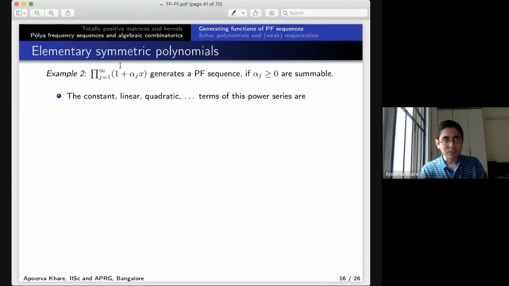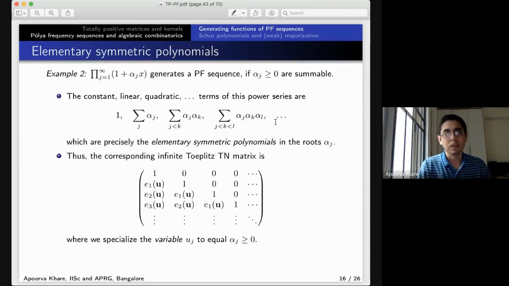Okay, so now as you can see from the title of the slide, I'm switching gears and moving on to algebraic combinatorics, if you will. So if you look at this polynomial, this power series in infinitely many variables, think of this maybe as a formal power series. The constant term is 1, the linear term is summation alpha j, the quadratic is summation alpha j alpha k. So these should remind you of the title of the slide. These are precisely the elementary symmetric polynomials in the roots. Which means what we are really saying is that the fact that this generates a PF sequence is saying that this matrix is totally non-negative, provided you specialize the variables u j's to equal the alpha j's.